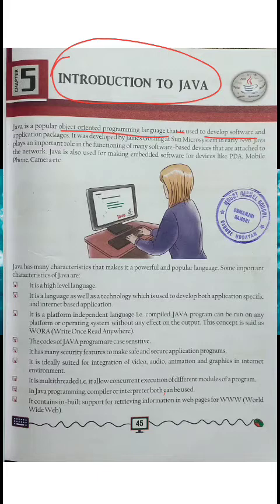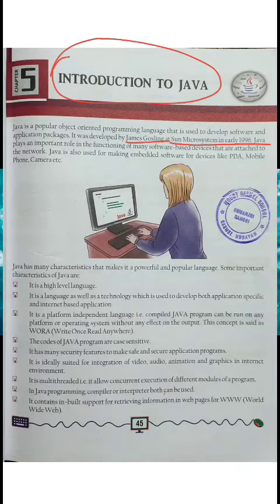It was developed by James Gosling at Sun Microsystem in early 1996. Sun Microsystem was a laboratory where James Gosling developed Java.